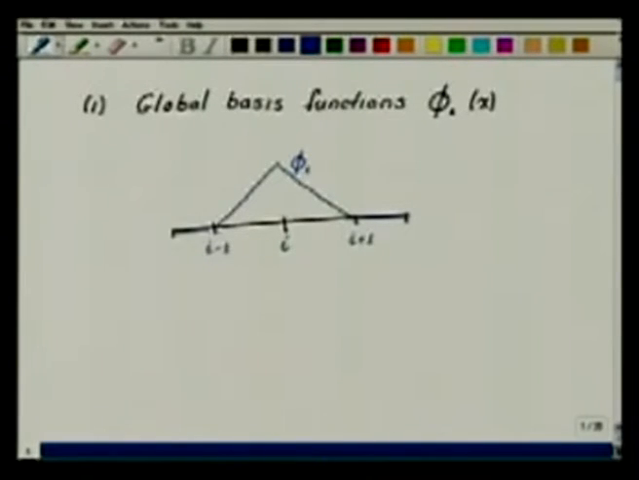They were continuous, and you can see that they are non-zero only in the elements I minus 1 and element I. So, these were functions with local support. One thing that we should answer before going further is, why did we choose these functions?